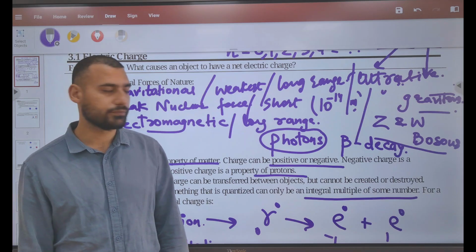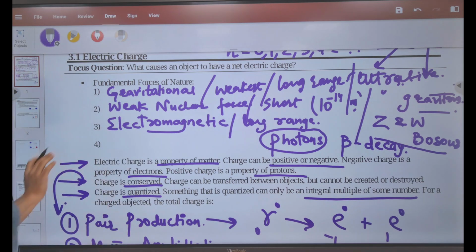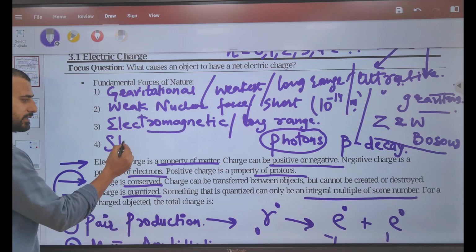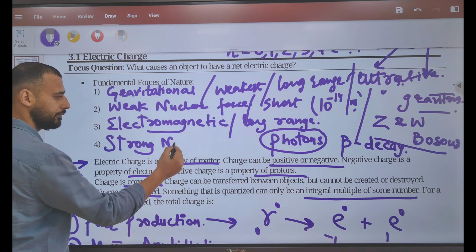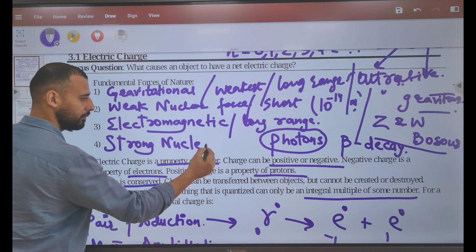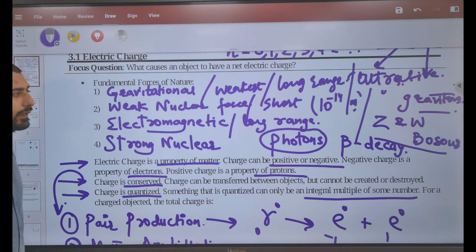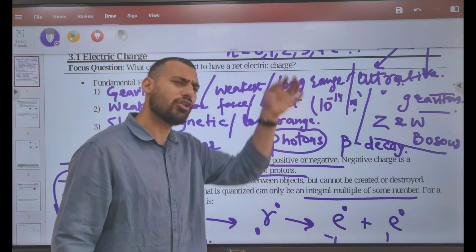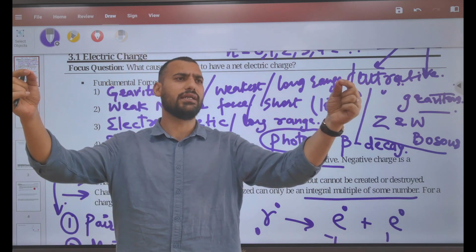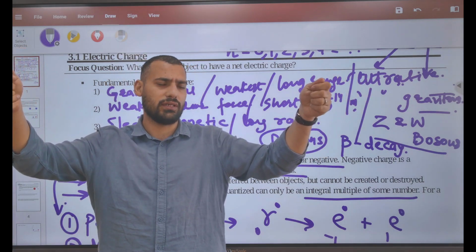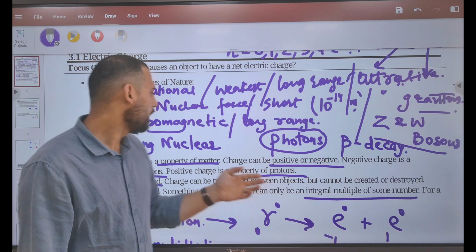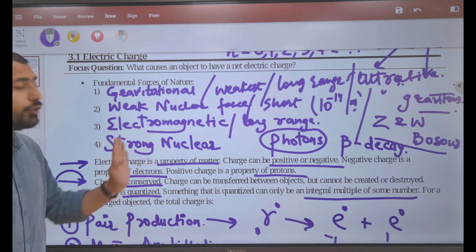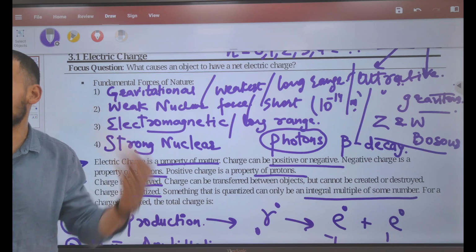Then we have the strongest forces in nature, strong nuclear forces. Electromagnetic is long range. It depends on the strength of the charge. It's not short range like this, but it is long range. Then we have strong nuclear. Now, strong nuclear is again short range, present within the nucleus.